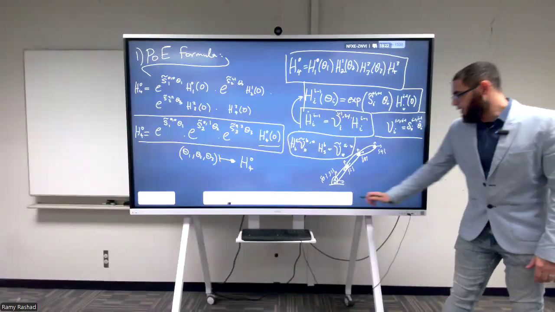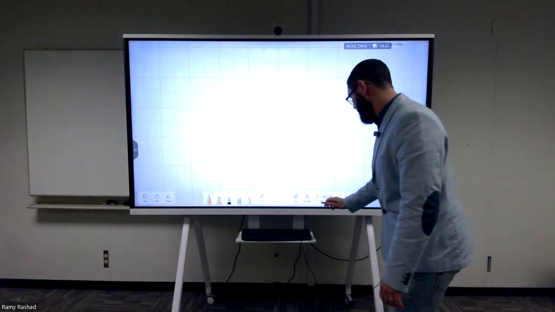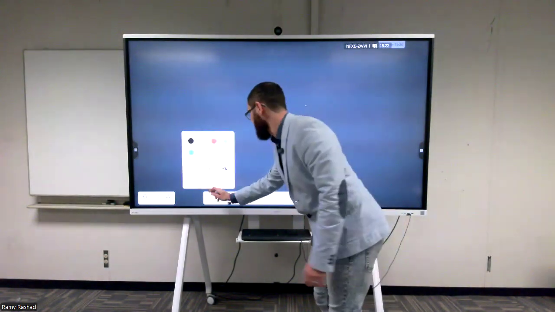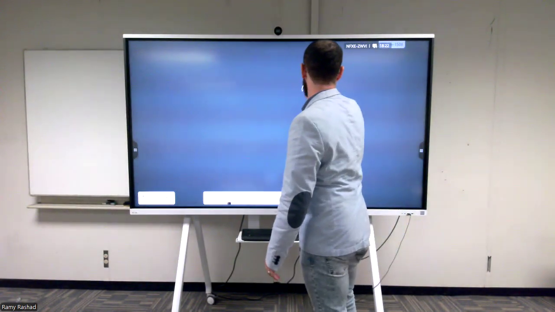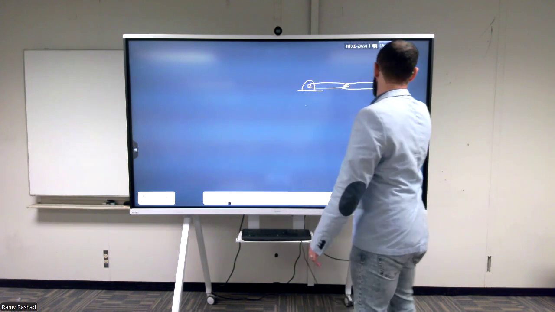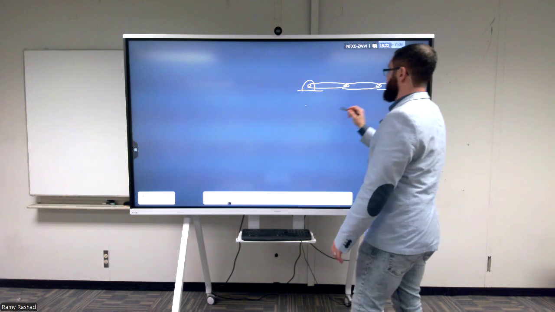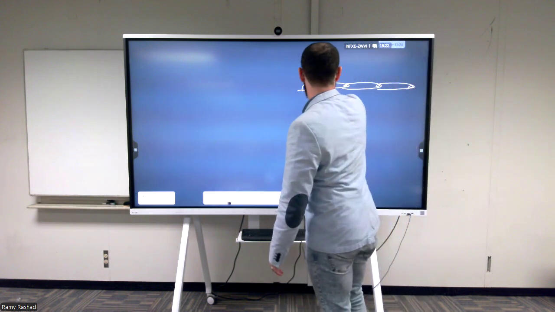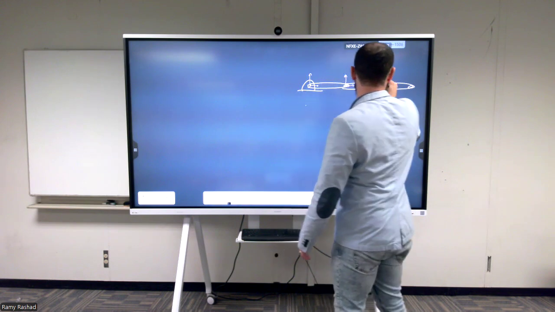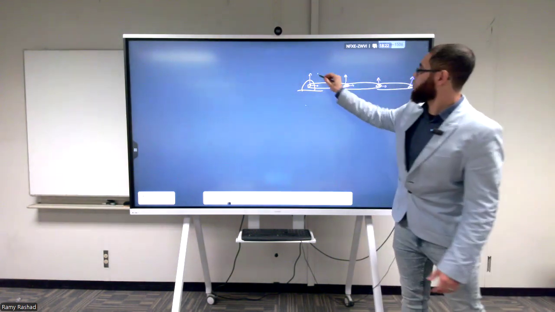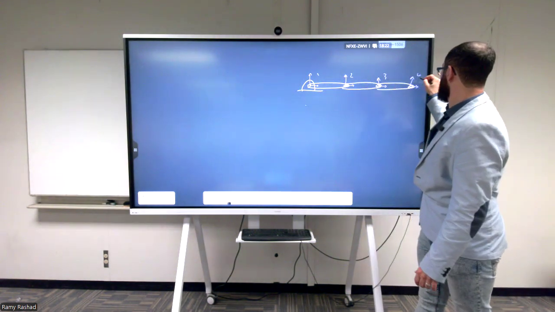If we just draw it quickly, for this example that we had, this is the scenario we're talking about. Link 1, link 2, link 3, and link 4. So 1, 2, 3, and 4.